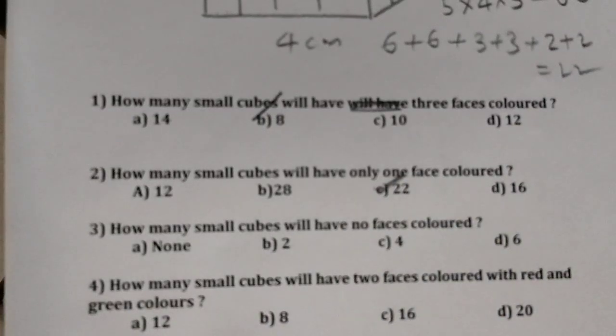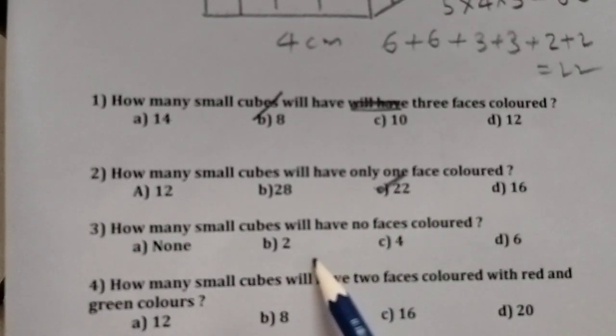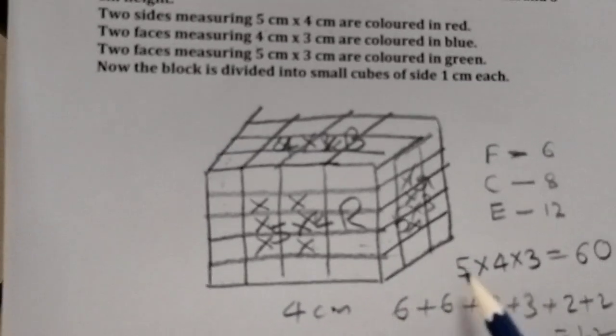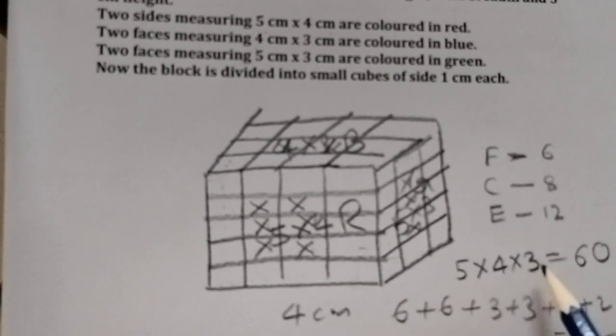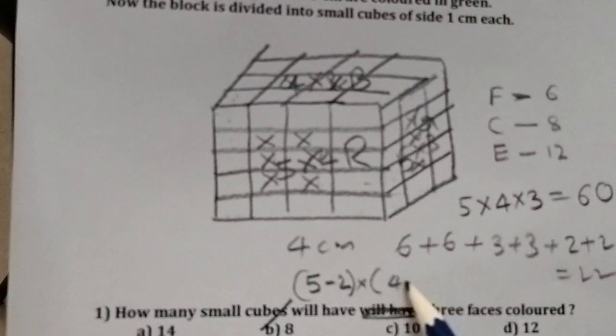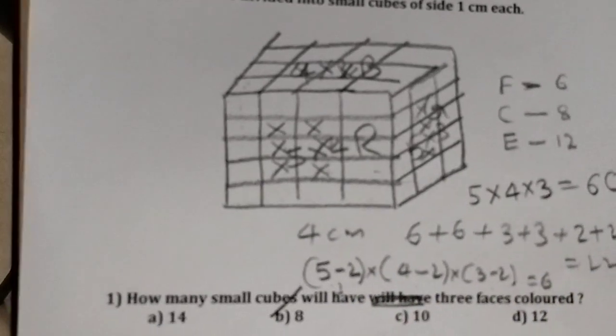Now question number 3. How many small cubes will have no face color? I explained this question in the previous model. No face color is simply subtracting 2 from those dimensions. The dimensions of the cuboid are 5 into 4 into 3. So no face colored is 5 minus 2 into 4 minus 2 into 3 minus 2. Now 5 minus 2 is 3, into 2, into 1, that is 6 only. Now your answer is 6.